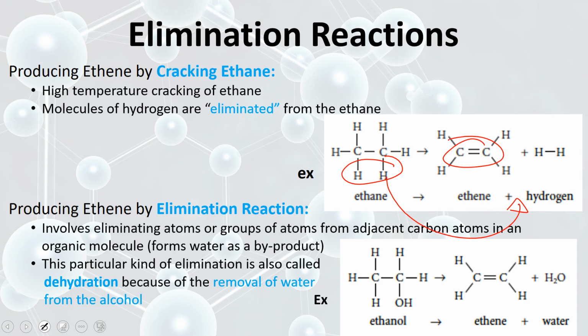A lot of the time we can also produce ethene by a dehydration reaction, which is a type of elimination reaction. Dehydration means you're probably removing what? Water, right? And so I can produce ethene from ethanol because I would remove a hydrogen and a hydroxide to produce water, and then I'm left with the capability for carbon to form another set of bonds, and they form a double bond.